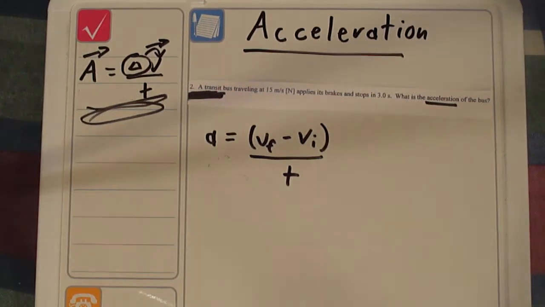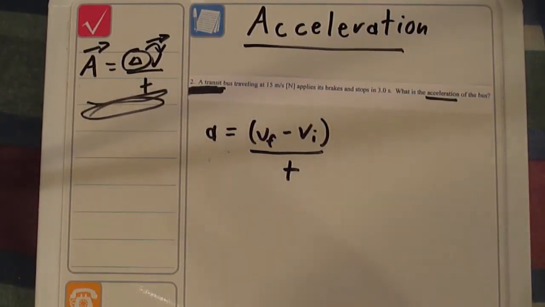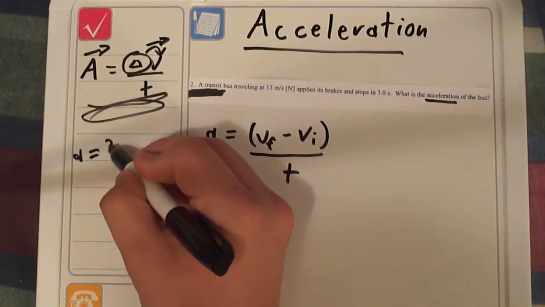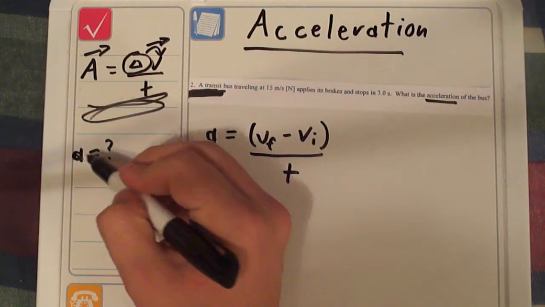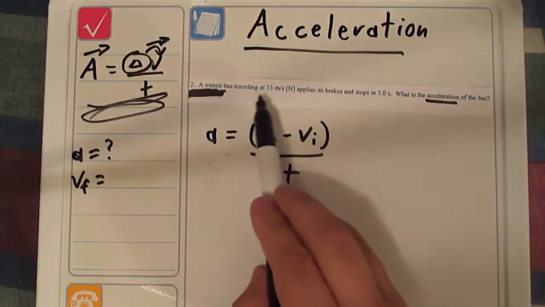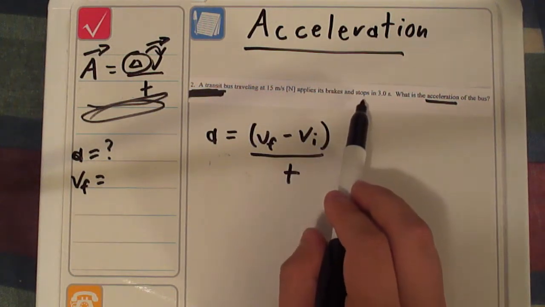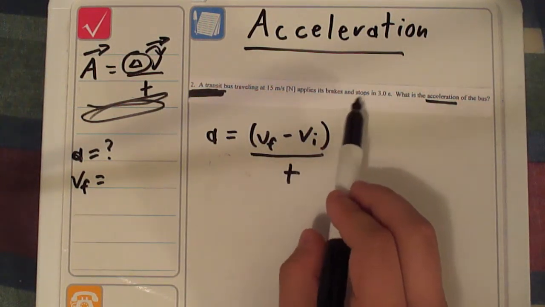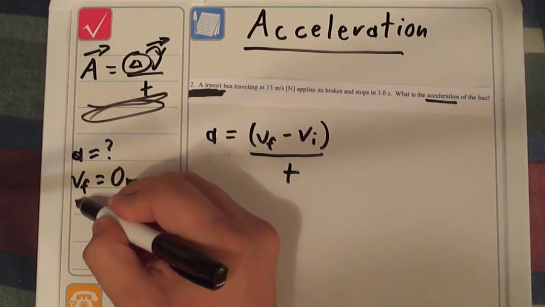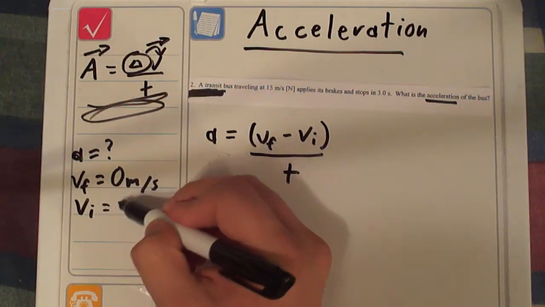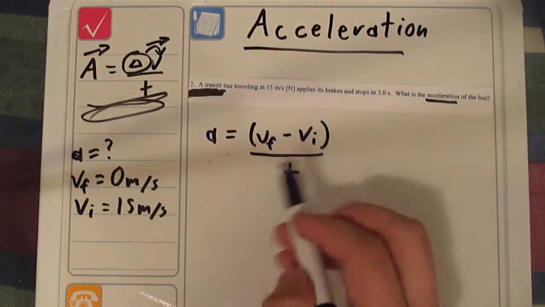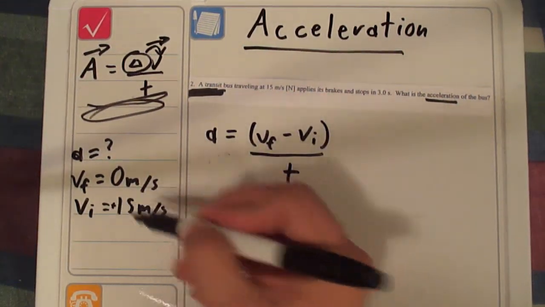So where do we go from here? Well, what I always like to do whenever I'm really confused is list out my variables. Obviously my a is what I'm searching for. My v final: a bus traveling 15 meters per second applies its brakes and stops, which means it comes to rest, which means your final velocity equals 0 meters per second. Your velocity initial equals 15 meters per second. It's also north, so it's a positive number.